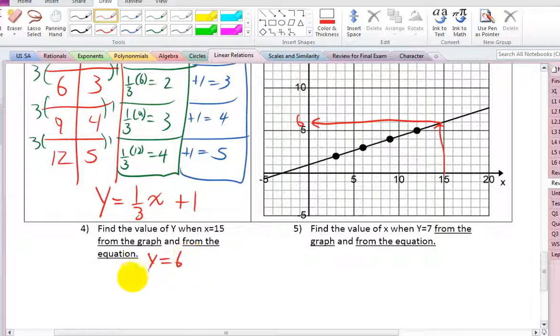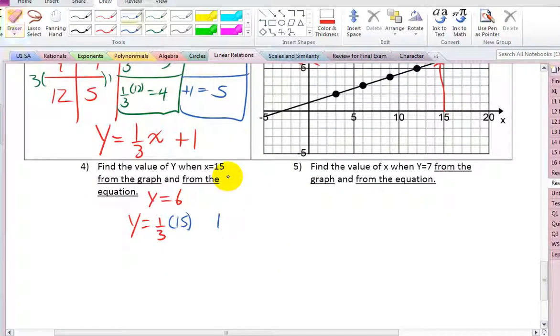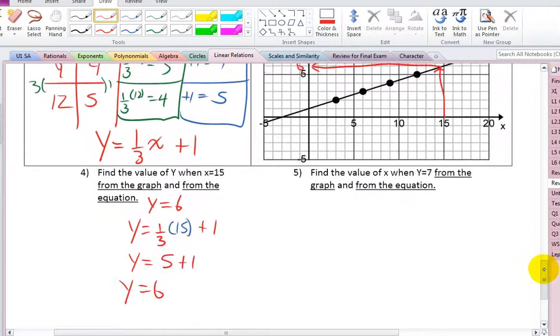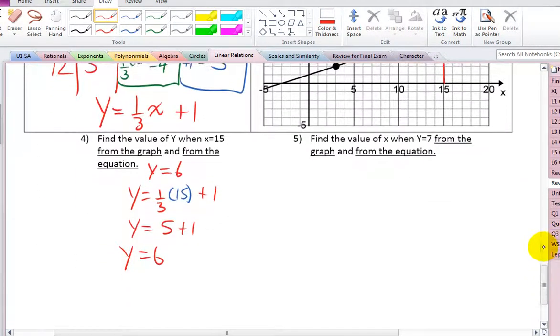Now from the equation, you substitute in y equals 1/3 times 15 plus 1. Okay. So you're going to use your equation. I'm going to look, and I'm looking for work, folks. So y equals 5 plus 1, y equals 6. The equation proves it. Now, is 4 an example of interpolating or extrapolating? Extra. Okay.